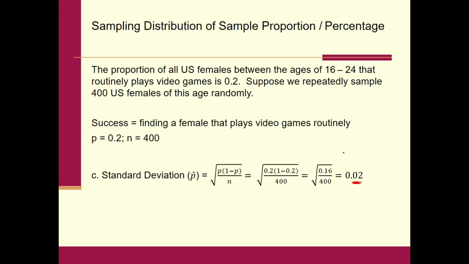All right. So we got our three things. What should we do probably now? We should go ahead and draw a graph. Okay, well, let's draw a graph. Let me remind you of what we just learned. P hat is approximately normal, and it should be centered at 0.2, and the standard deviation should be 0.02.